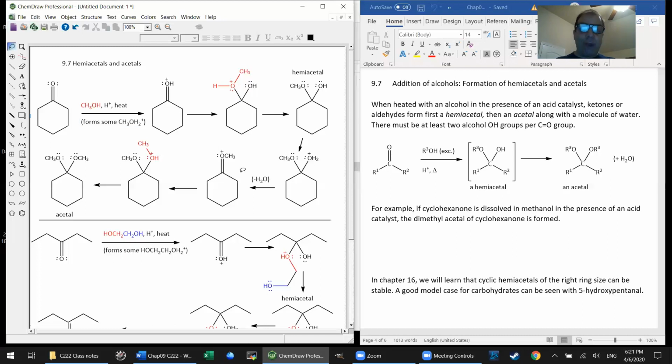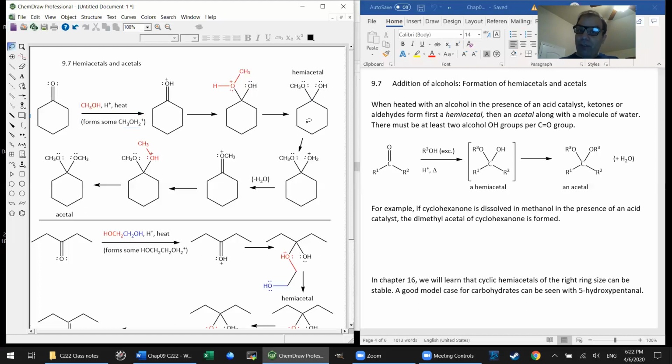Remember, everything's swimming in an ocean of methanol. Methanol is our solvent here. And I'm only using methanol as an example, and I'm only using, indeed, cyclohexanone as an example. I could have used any other aldehyde or ketone, and any other reasonably small alcohol would work just fine. So a methanol molecule will pull that proton off for us, and we get our neutral hemiacetal.